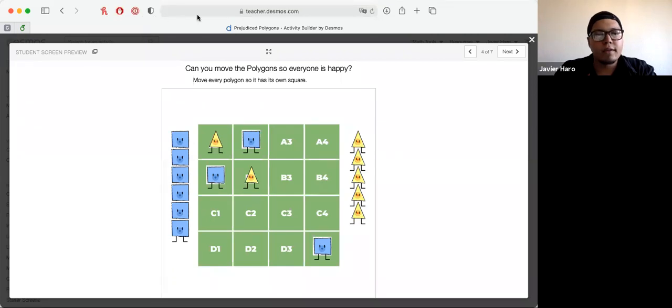I'll wait for one more hand and see before I call someone to try this one out. One more hand, one more hand. If you have an idea. If not, you can always try out your idea on your own in the Desmos link and then share it with us.